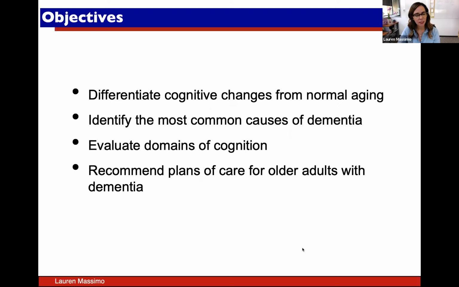So the objectives that I'd like to cover today are, first, we're going to talk about how we differentiate cognitive changes from normal aging. So how do we determine whether someone has a pathological condition such as Alzheimer's disease. We're going to talk about the most common cause of dementia, with again the most common cause being Alzheimer's disease, but we're going to talk about other forms of dementia as well. We're going to talk about how to evaluate different domains of cognition, and then lastly, recommend broad plans of care for older adults with dementia.